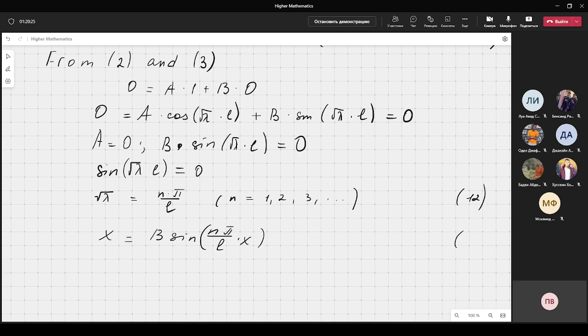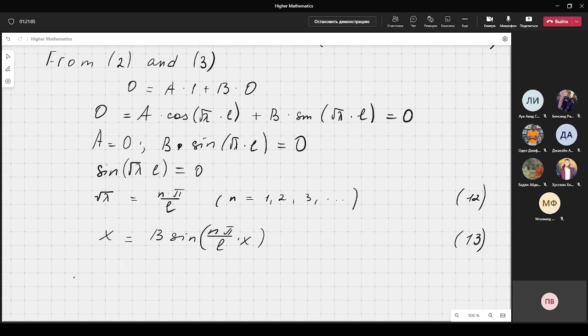Formula 13. These values of lambda are called eigenvalues of the given boundary value problem. The functions X(x) corresponding to them are called eigenfunctions.